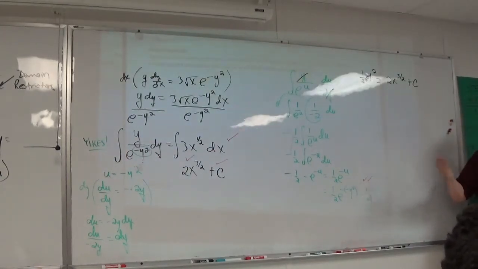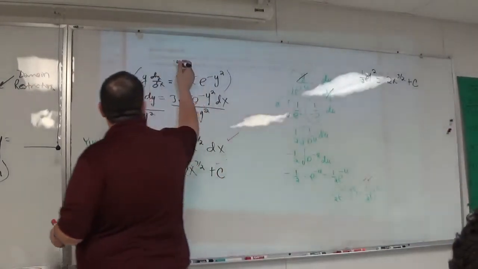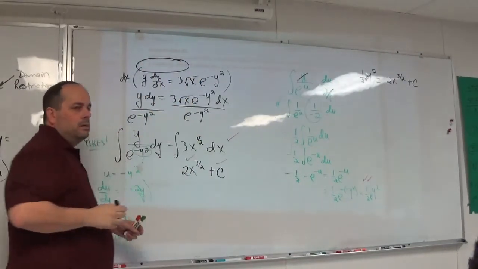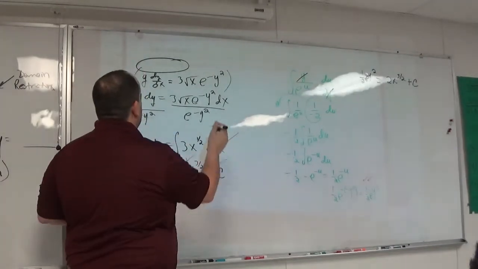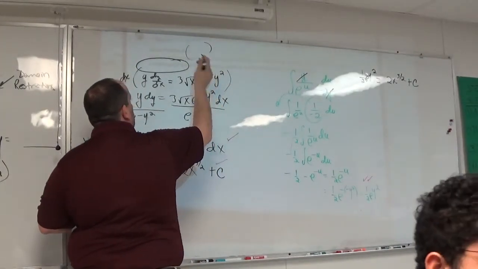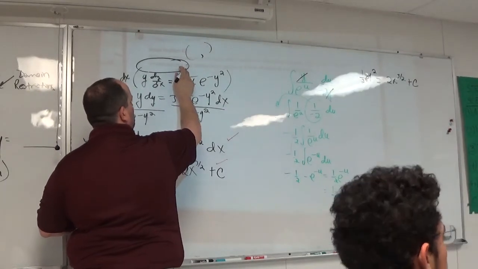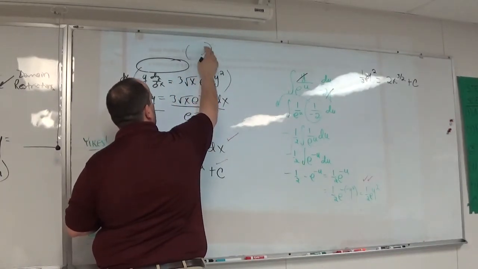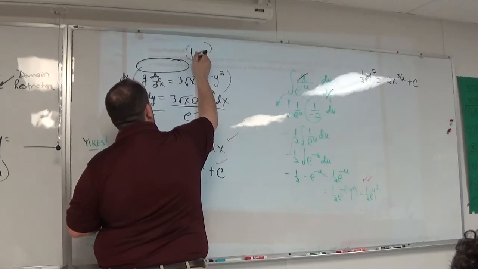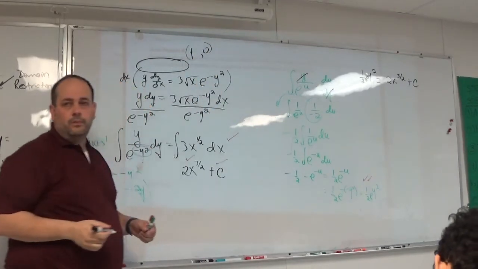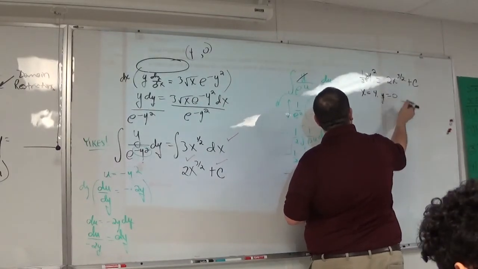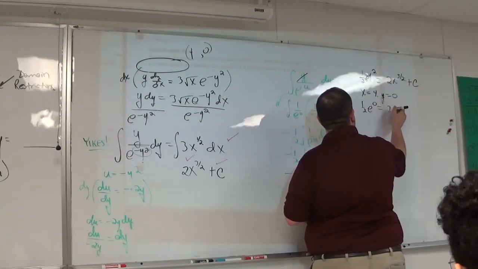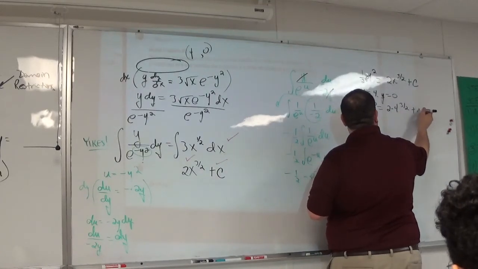Is there an initial condition somewhere? Yes. Where? 4. There's an x-intercept of 4. An initial condition needs to have an x and a y. The x-intercept is 4. Is that the x value or the y value? The x value is 4. The y value is 0. If you plug everything in, we know x is 4, we know y is 0. 1/2 e to the 0 equals 2 times 4 to the 3/2 plus c.